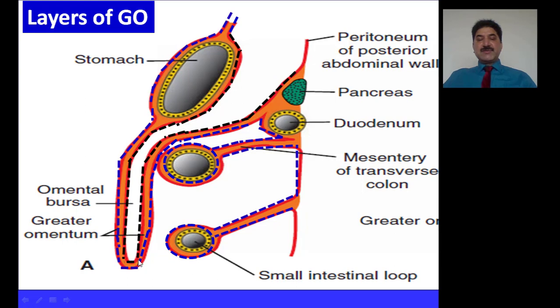On reaching the transverse colon, these two layers fold back on itself to form a four-layered structure. The space between the second and the third layer gets obliterated to form the gastrocolic ligament, which lies between the greater curvature of the stomach and the transverse colon.